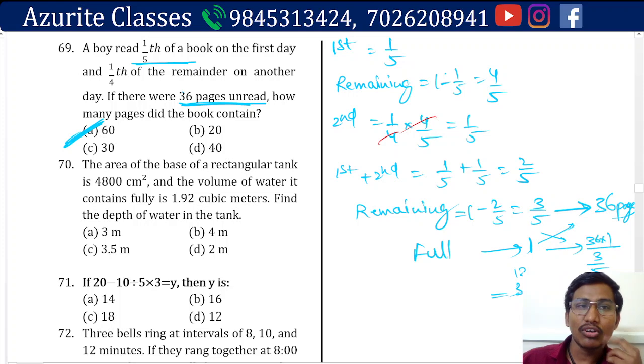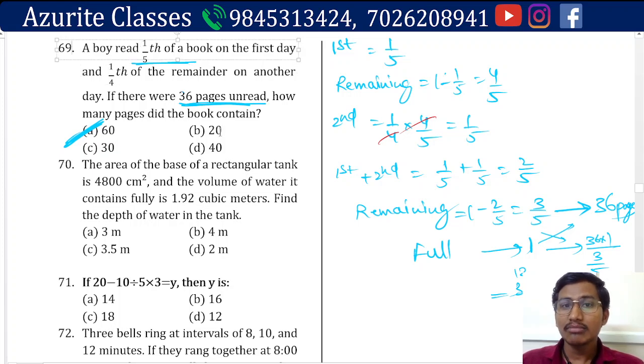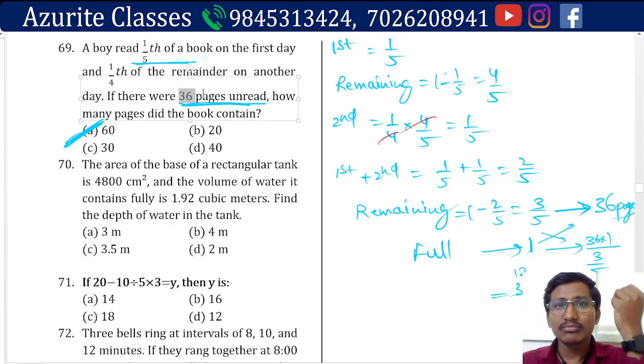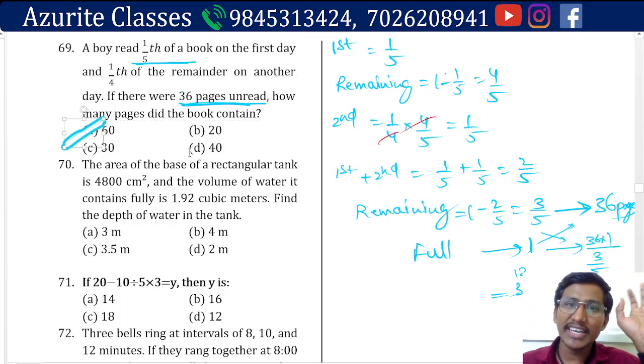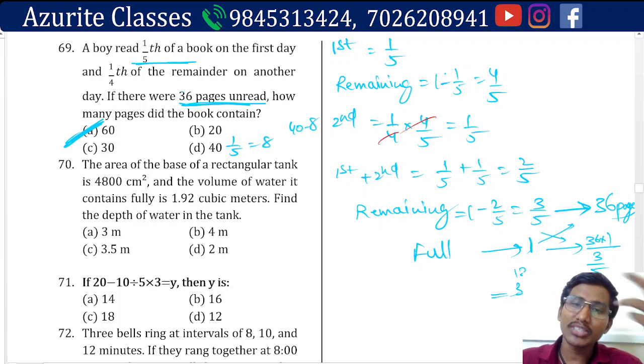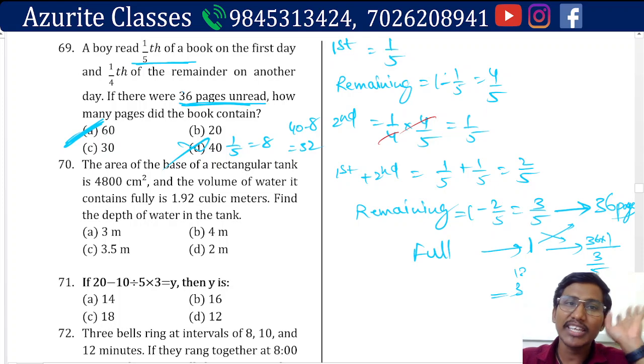Or you can go with options. They have given 36 pages remaining, and they have read 1/4 and 1/5, means it should be more than 36. Which option is more than 36? Option A and D. 40 is very near. If you only read one time, that is 1/5, it will be 8 pages. 40 minus 8 will be 32. That is not possible. So D will not be possible. More than 40 is option A. That is only the answer. You can go with options also.